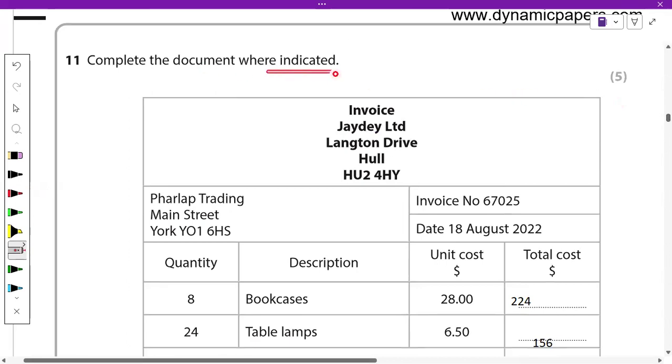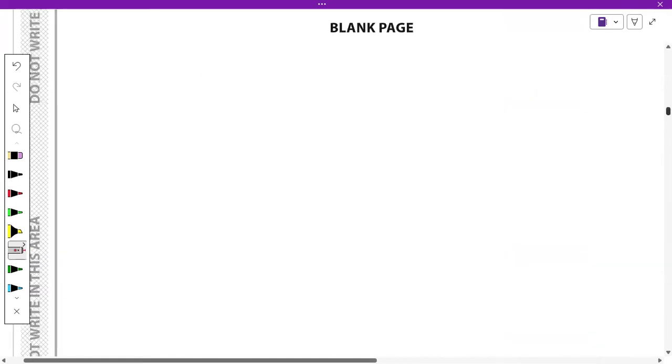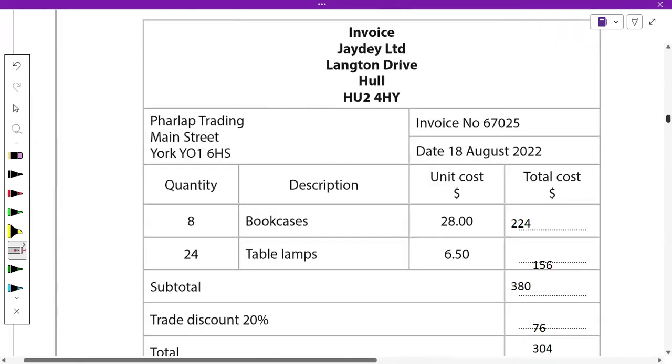Complete the document where indicated. Okay. So this is the invoice. Okay, and this is the date which is written here. So we basically purchased some bookcases and table lamps from JD Limited.